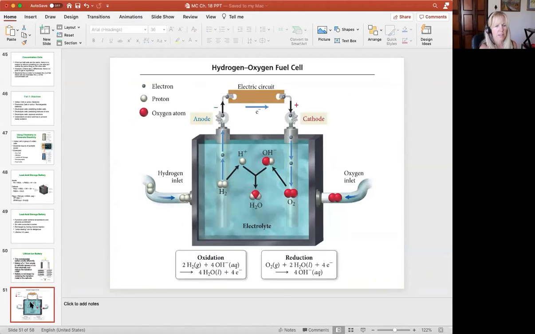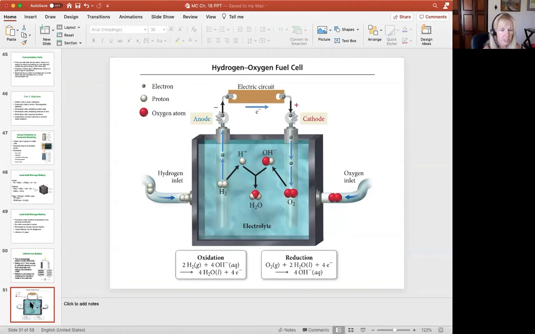So fuel cells look like this, and in a fuel cell, you have to have a continuous supply of hydrogen and a continuous supply of oxygen, and so that's what makes fuel cells a little less adaptable to different types of environments, because it's not like you're going to have a hydrogen tank and an oxygen tank hanging around.